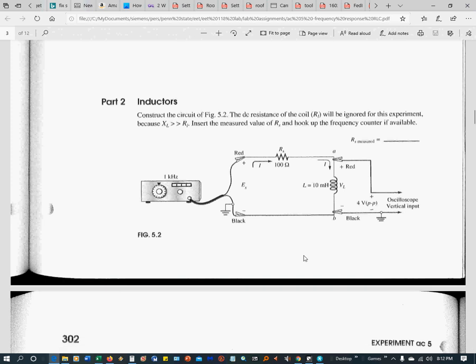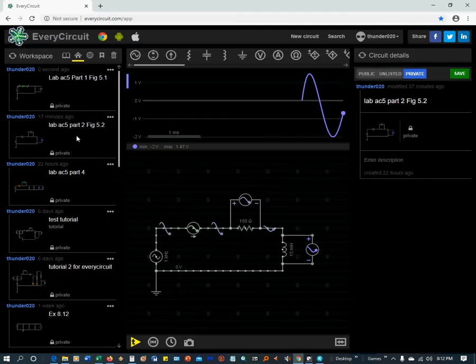For the second table, we're looking at a resistor in series with an inductor. And again, we're looking for 4 volts peak to peak across the inductor. We have a voltage source here, so it's a little bit trickier, but not really.